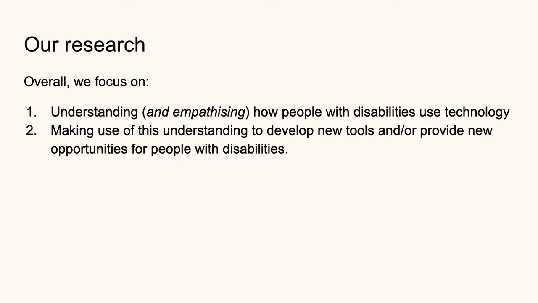So that's the first stage. We need to understand what strategies someone has to overcome their disability. And because those strategies are A, developed in response to a technology, and B, a natural mapping of how technology should work, if we can understand those and we can empathise with people who use disabilities, then we can start to do part two, which is making use of this understanding and empathising that we have to develop new tools or provide new opportunities for people with disabilities.